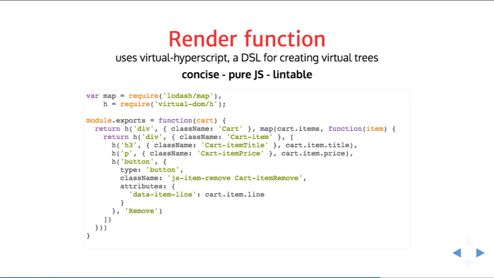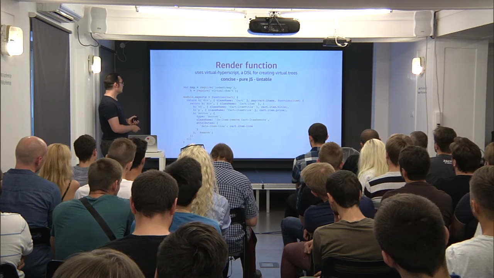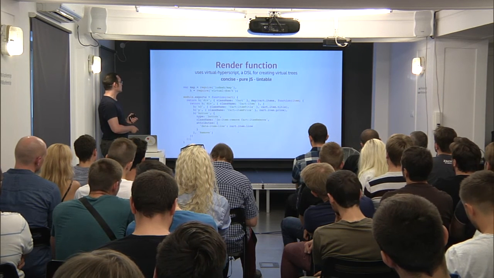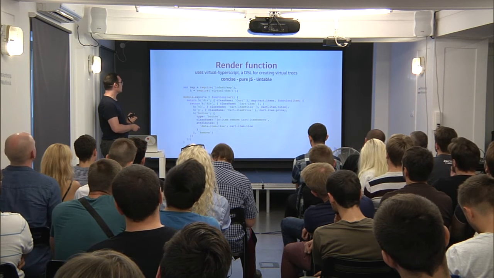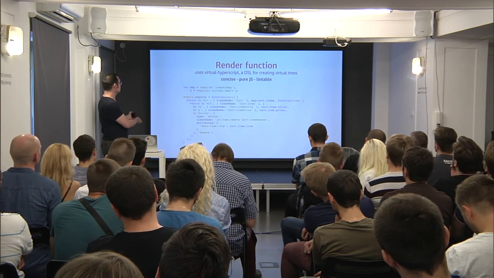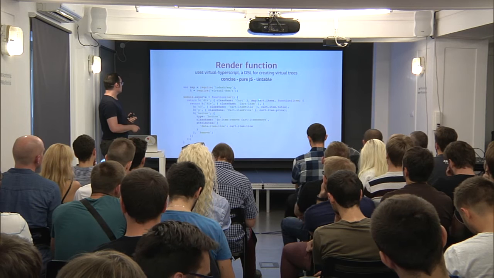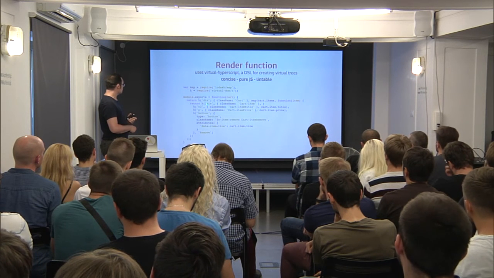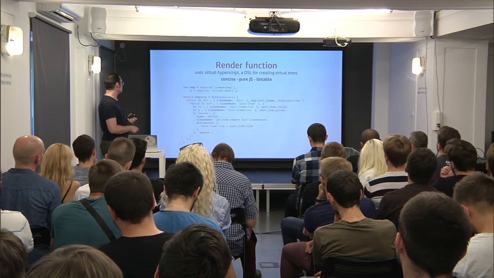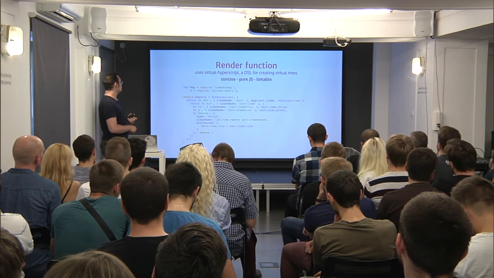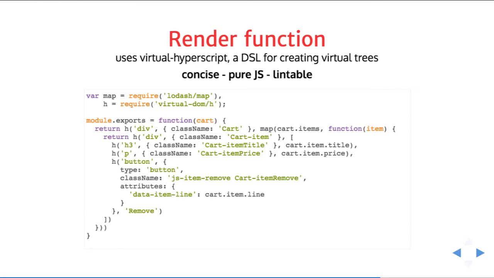So we can use native JavaScript functions here. So I've used a map from Lodash to map the cart items into the final elements of the tree that I need. So each item is converted into a div element, cart items, with item title and item price updated respectively, and a button that allows us to remove the item. I've intentionally omitted the update quantity buttons to simplify the example.